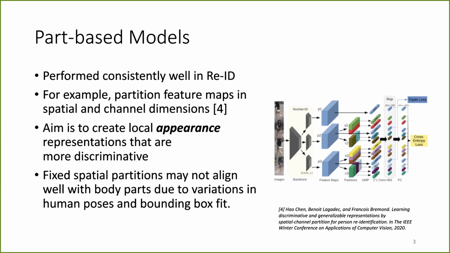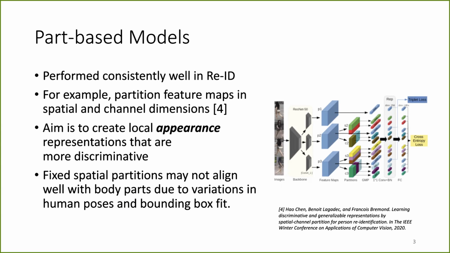For the second branch, we can split it into partitions in the spatial and channel dimensions, and then on those partitions, we can perform some sort of pooling. The third branch is similar to the second branch, but using three partitions instead of two. This is from the paper you can see in the bottom right, from a previous WACV conference. The aim of creating these partitions is to create local appearance representations that are more discriminative.